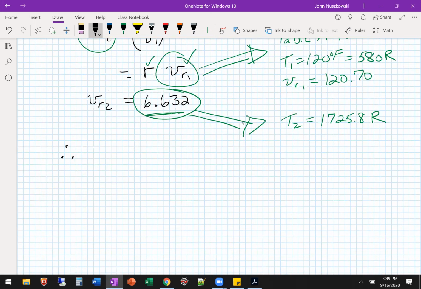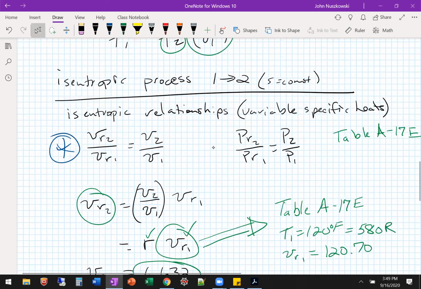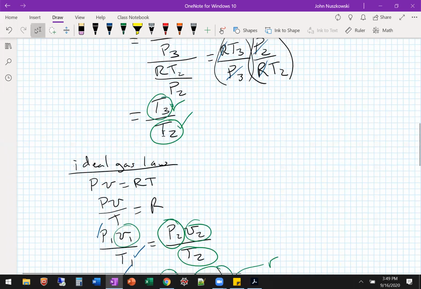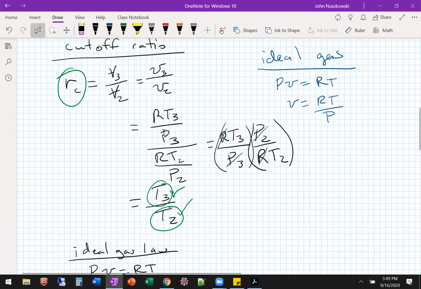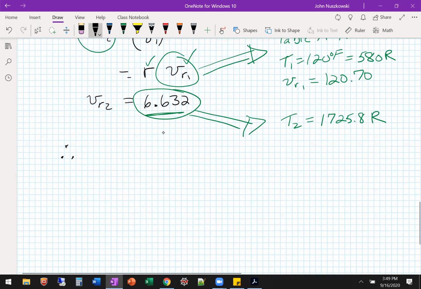Okay. So then we come back, we have T2 and T3, so we can solve for our cutoff ratio, and we get 1.854.